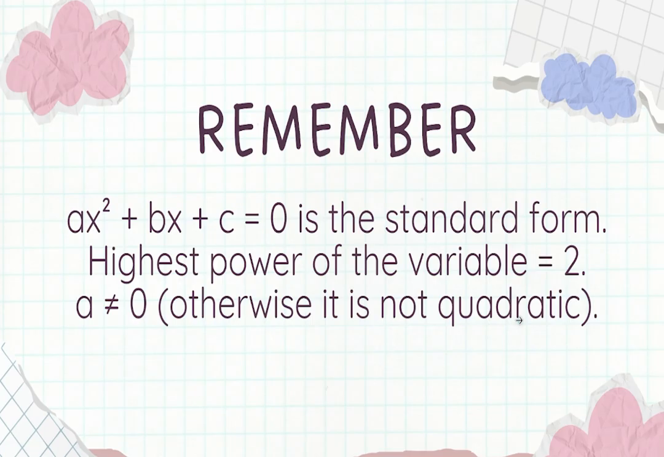And the one thing to remember is that ax square plus bx plus c is equal to 0 is the standard form, and the highest power of the variable should be 2. If it is not 2, then it's not a quadratic equation, and a cannot be 0. If a is 0, it's not going to be quadratic.